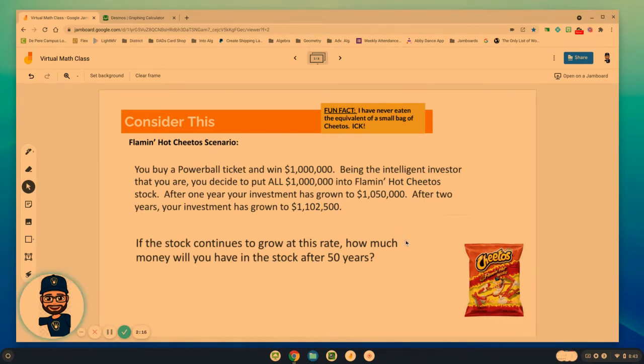Why don't you pause the video here and take a guess, maybe? What do you think? How much money would you have after 50 years? Okay, now, again, we could certainly create a table, something that we did in the past. After year one, we had $1,050,000. After year two, we had $1,102,500. We could figure out what percentage that's growing by to go to year three and figure out what percentage to year four and so on. But what this represents is what's called exponential growth.